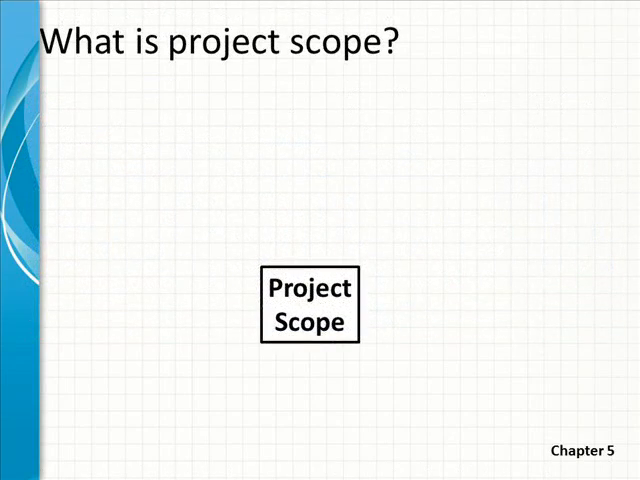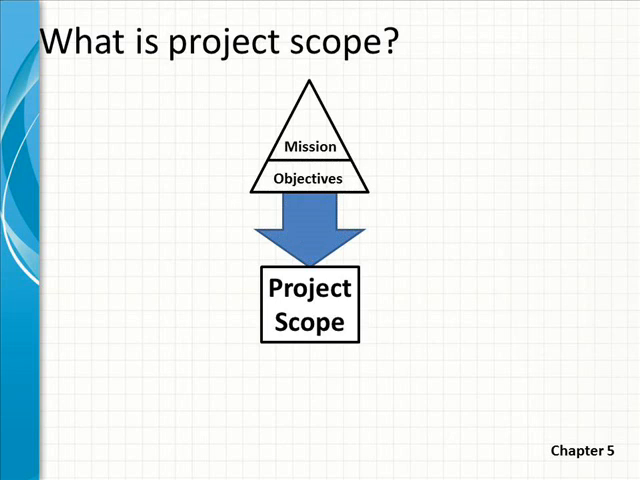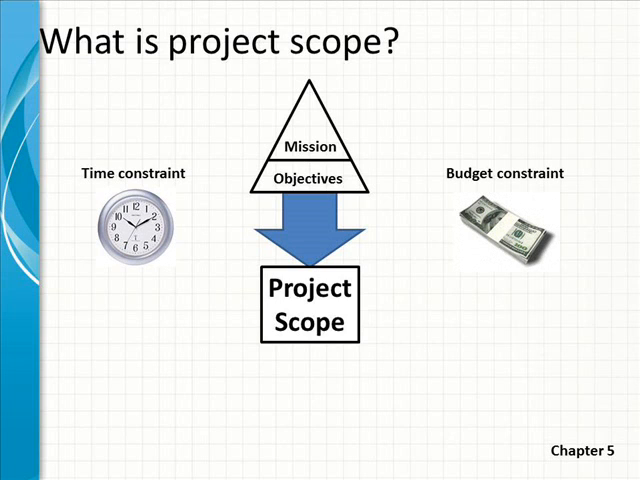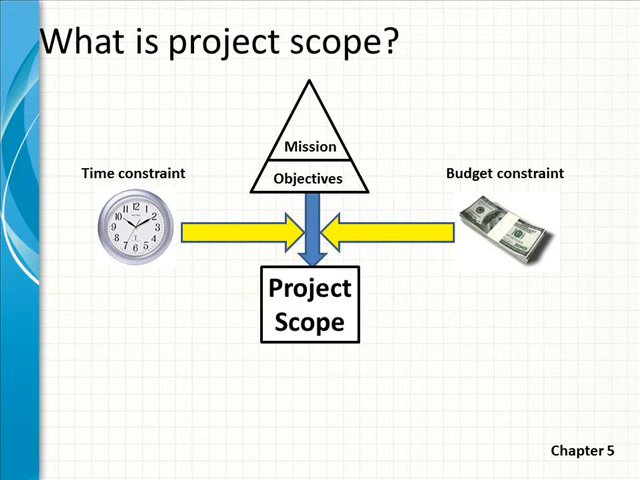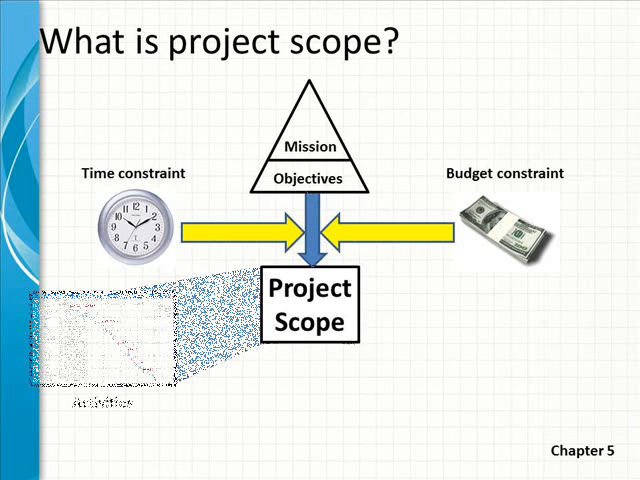What is project scope? As we learned last week, we know it's determined by the missions and objectives of the organization. But we simply can't achieve everything that we'd like to. We are constrained by the time we have and the budget or resources that are assigned to achieve those objectives. Each of those acts as a constraint and limits exactly how much project scope, how many of the objectives, we can reach in a particular project.